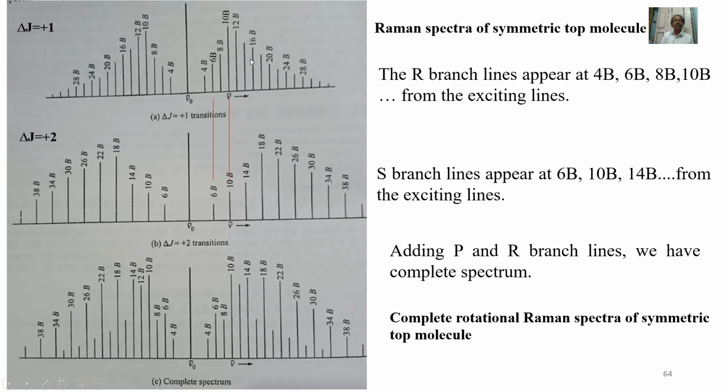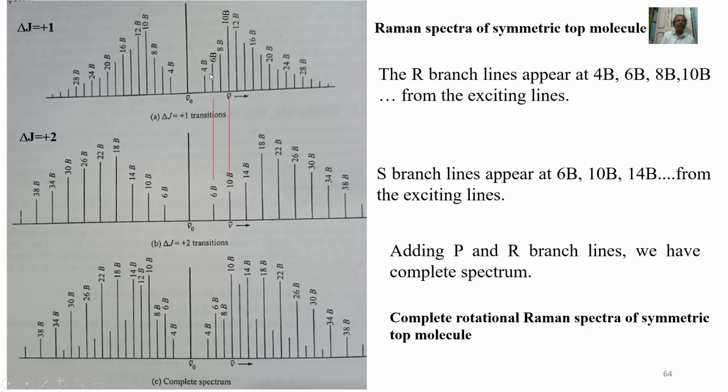So first we look at figure A. All these things refer to the Raman spectra of a symmetric top molecule. And the first picture, figure A, shows the R branch lines appear at 4B, 6B, 8B, 12B from the exciting radiation. So this is the exciting line. Now look at the difference. This is nothing but 2B. So here we have drawn the lines. This is for the Stokes line and this is for the anti-Stokes line.